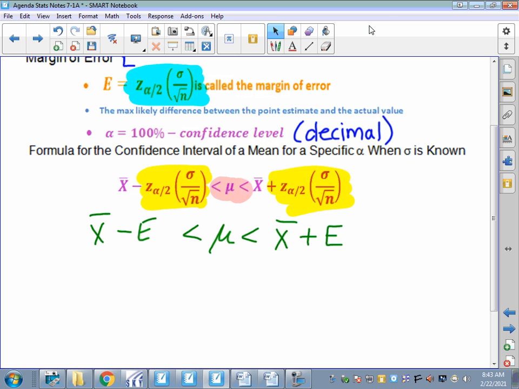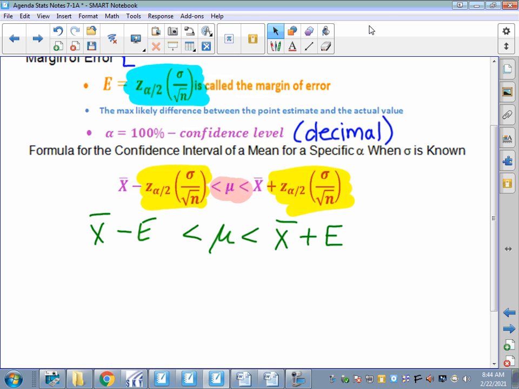So it's really just a plus or minus formula. We take our x bar, we find our margin of error, and we add it and subtract it. Again, remember, we know our standard deviation for our population.